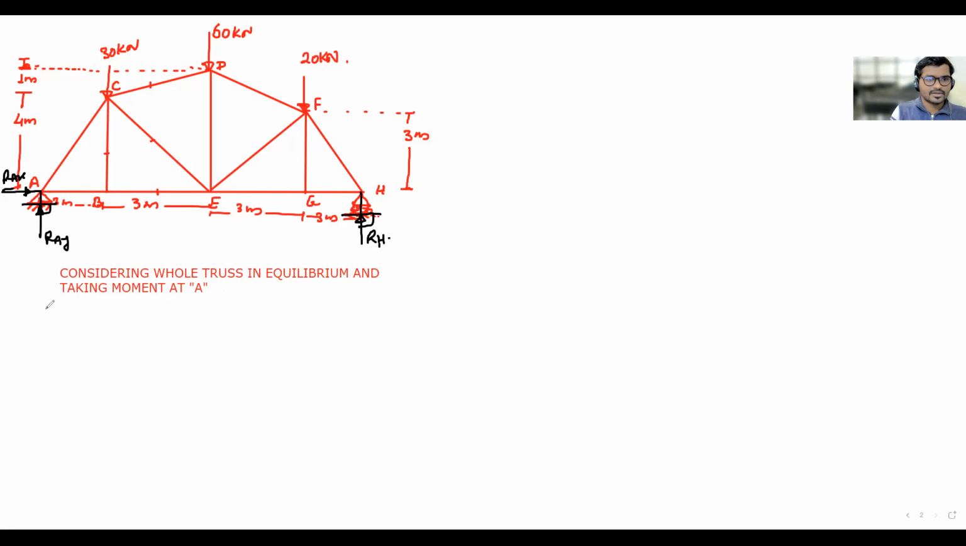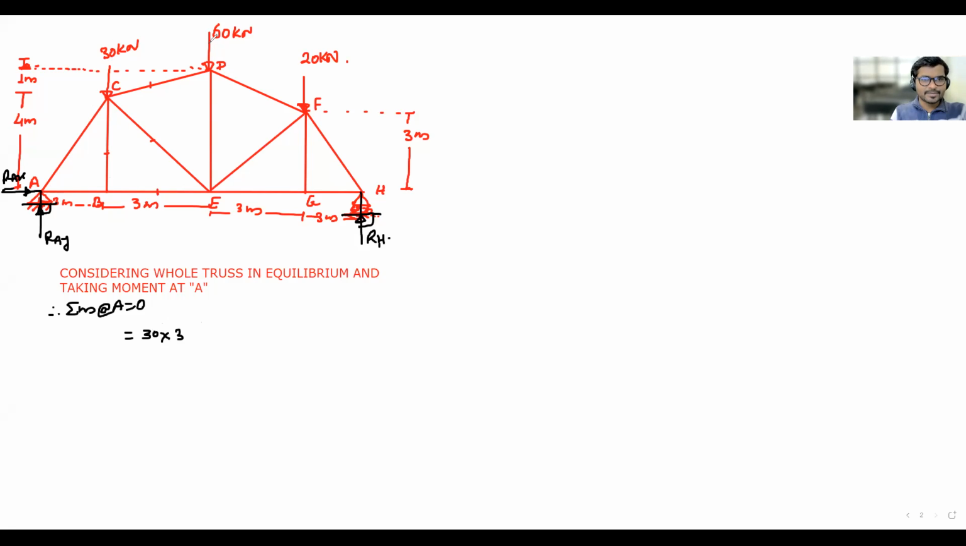Next line. Therefore, the summation of moments of all the forces at A equals 0. Which forces will contribute now? RAX and RAY both give 0 at A. Who remains? This 30, this 60, this 20 and RH. We'll start with the 30. The 30 is coming down. How is it going to rotate the truss at A? Clockwise. So that will be plus 30 into the distance. The force is vertical, and the horizontal distance is 3 meters.